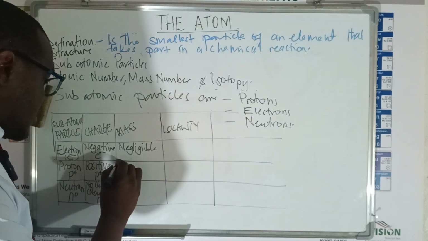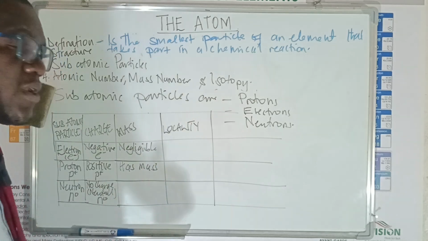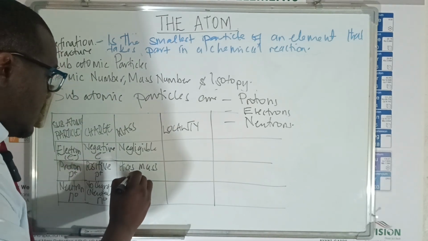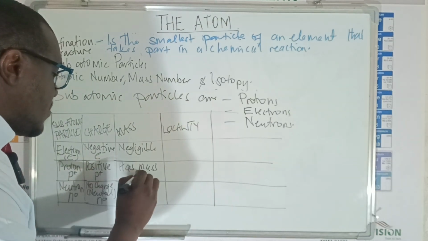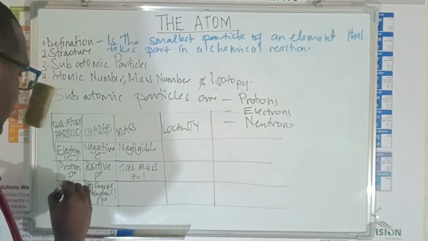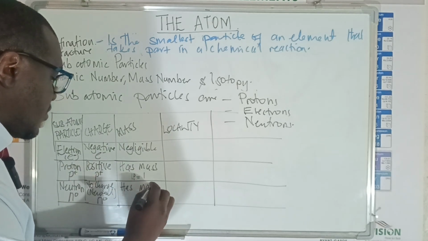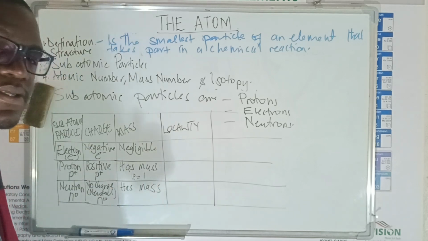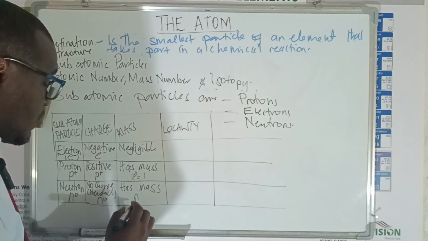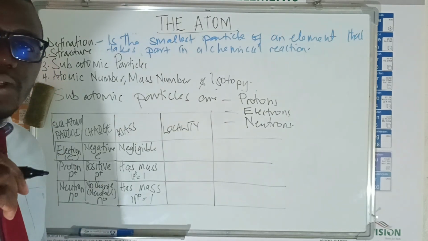Now, the proton has mass. The mass of a proton is denoted by a +1. For instance, one proton has a mass of 1. One proton is noted to have a mass of 1. Then neutron also has mass. One neutron also is noted to have a mass of 1. One neutron, one unit of mass.